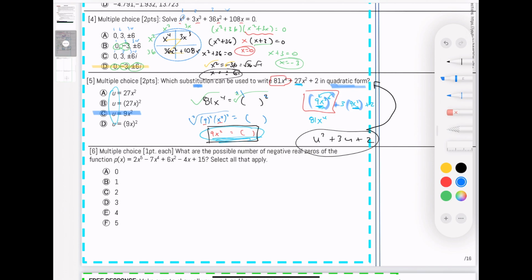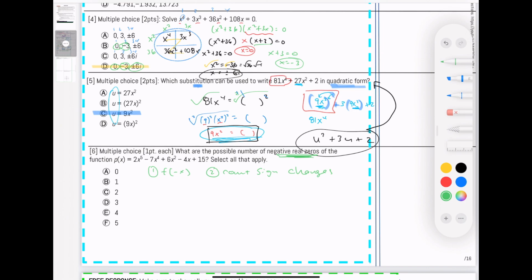Notice the difference between C and D, the one that has parentheses. Number 6, what are the possible negative real zeros? Okay, so what I'm going to do is substitute in negative x first, and then we're going to count the sign changes.